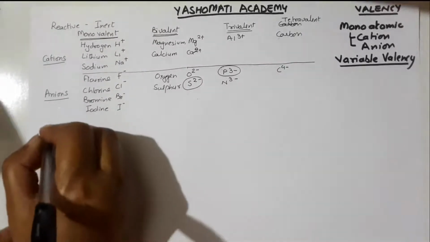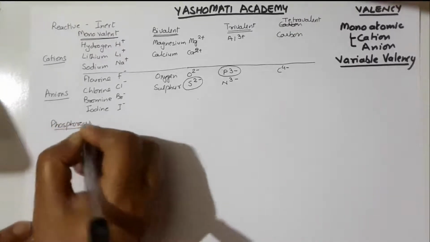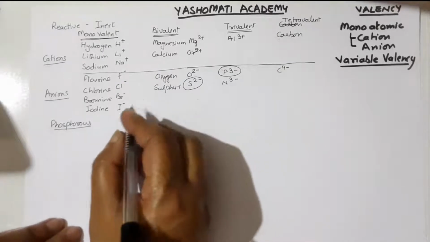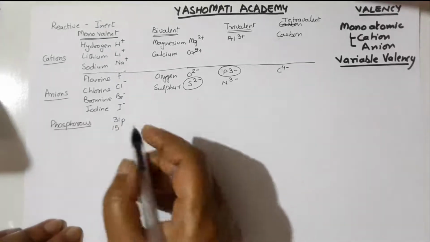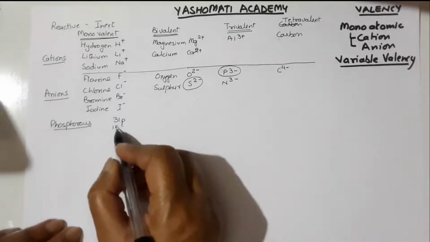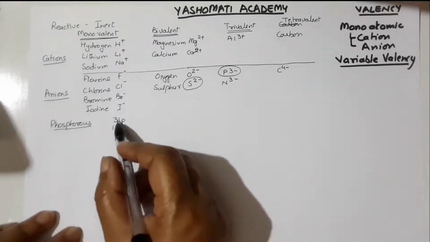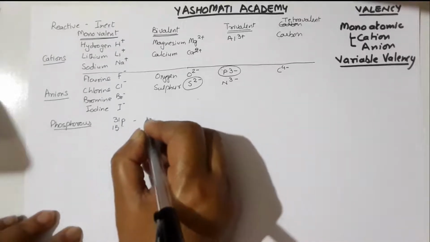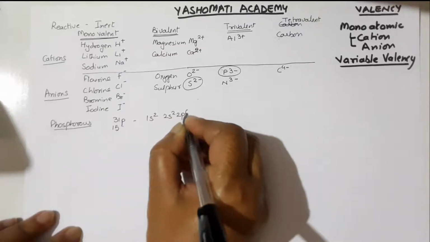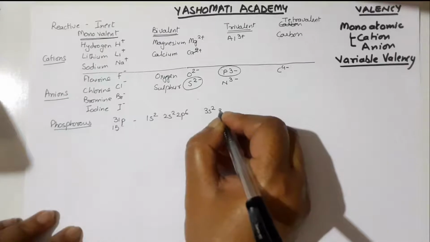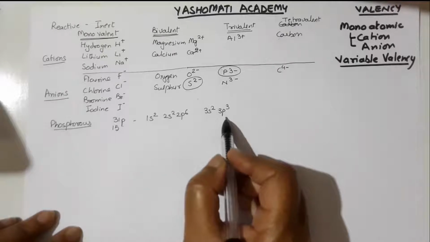In case of phosphorus, which has electronic configuration as, so this is how we write phosphorus. This is the symbol, this is the atomic number, this is the mass number. That means it is having 15 electrons and 31 mass number. So if I write its electronic configuration, it will be 1s2, 2s2, 2p6, 3s2 and 3p3. This is how these 15 electrons are arranged.